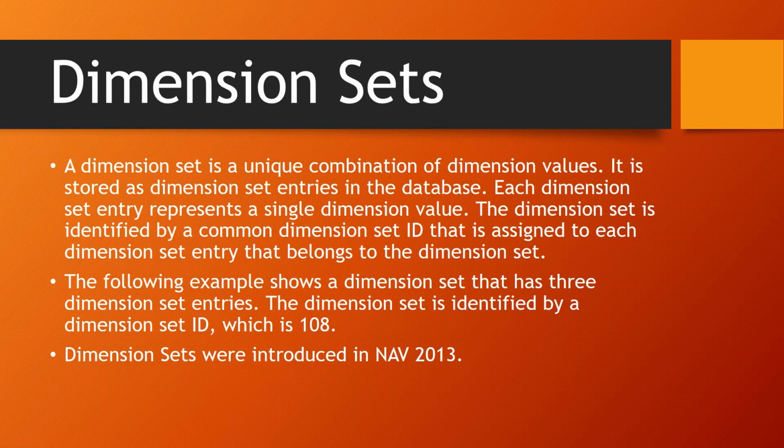But in NAV 2013 and later versions, Microsoft changed how dimensions are recorded on journals or on documents, and then how they're carried along. The way they did that is with something called a dimension set. Here I talk about what a dimension set is: a set of values that all have the same dimension set ID. Let me go to the next screen.